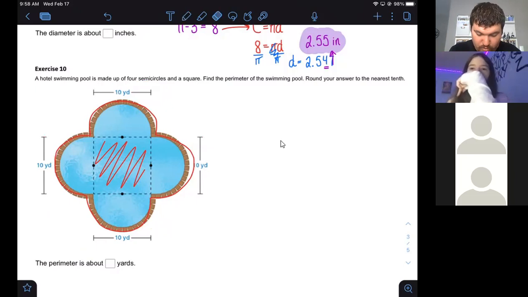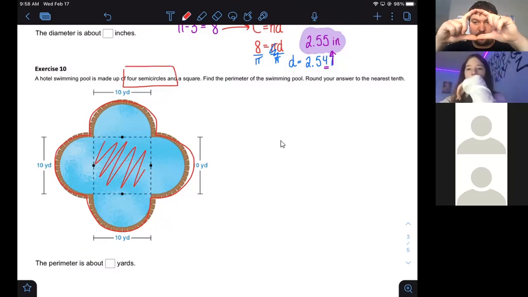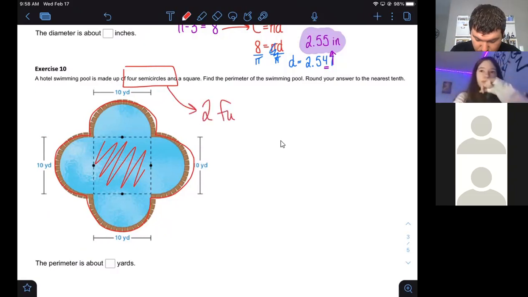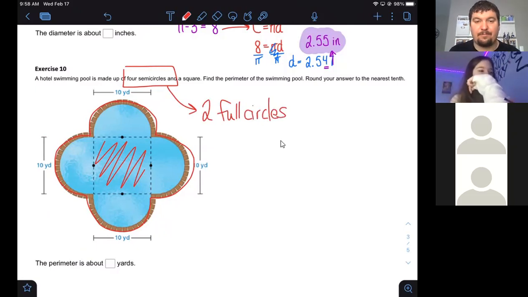It says there's 4 semicircles. So if 2 semicircles makes 1 full circle, then 4 semicircles is going to make how many full circles? 2. Yep, good. So 4 semicircles means 2 full circles. Walking around this pool would be the same as walking around a circle twice. So the circumference formula, the formula for walking around a circle, is pi times d. But because I've got 2 full circles, I'm going to do 2 times pi times d.